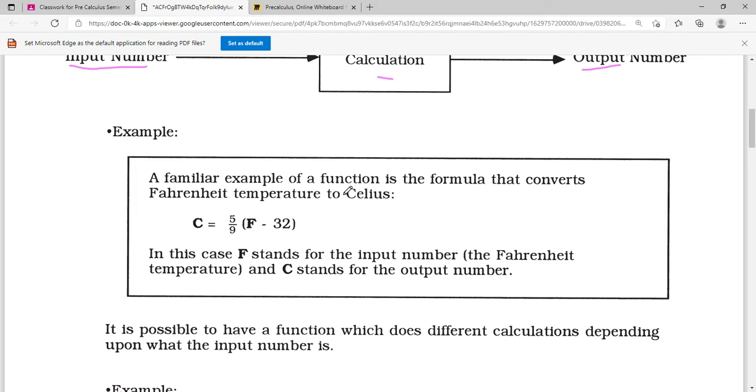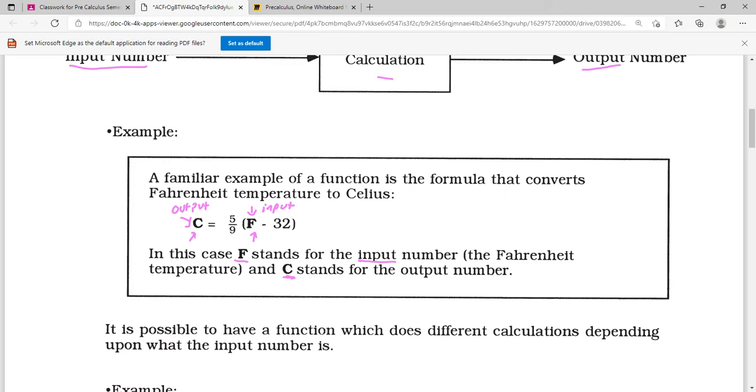For example, the function is the formula that converts Fahrenheit temperature to Celsius temperature. So our input number is going to be our Fahrenheit, and our output number is going to be the Celsius temperature. This F stands for the input number, so that's our input, and C, our Celsius, is our output. In other words, we put the Fahrenheit degrees in, we run the calculation, and then the Celsius degrees come out.